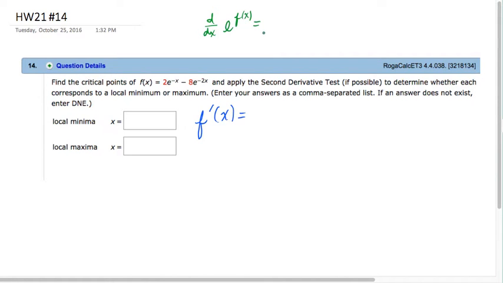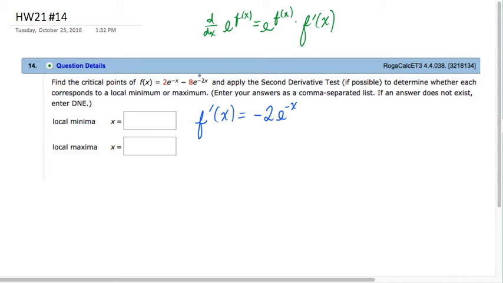By chain rule, it is e to itself times the derivative of that inside function, so times f prime. So the derivative of e to the negative x would be e to the negative x times negative 1. I'm going to pull the negative 1 out front, write it as negative 2 e to the negative x. Okay, we can do the same thing here.